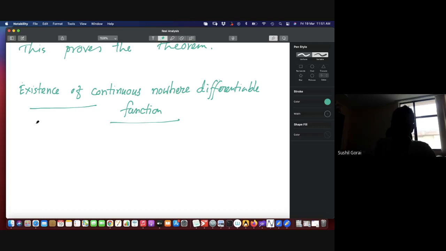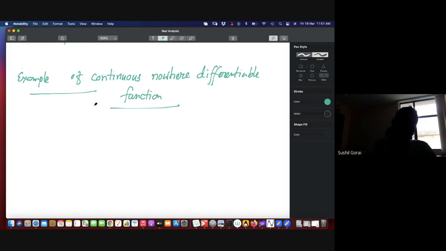Okay, so we'll not give existence. Of course, the existence will be proved. We'll give an example. Example that will definitely prove the existence, but it's actually a huge class. All right. So the first example was given by Weierstrass in 1872.